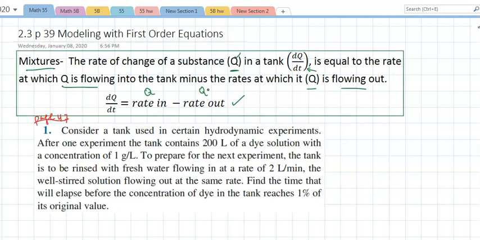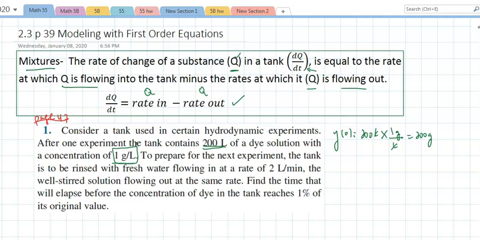We're going to look at page 47, number 1. Consider a tank used in a certain hydrodynamic experiment. After one experiment, the tank contains 200 liters of dye with a concentration of 1 gram per liter. So we actually have 200 grams of dye in the mixture. It's 200 liters, but it only contains 200 grams, depending on the concentration. Anytime you want to figure out the amount of a substance, take the quantity, that is the liters, milliliters, gallons, whatever units they're using, and multiply it by the concentration.